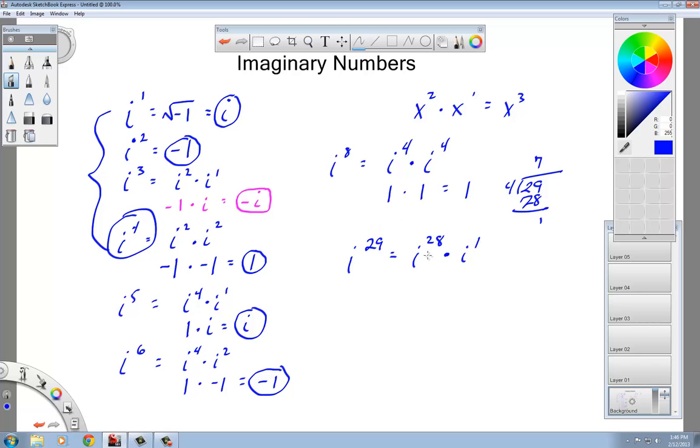Now, why did I pick 28? Because 4 goes into it. Meaning, i to the 28th falls on that cycle of 4, just like i to the 8th does. So i to the 28th, I know, equals 1. And 1 times i to the 1st is 1 times i. So that equals i.